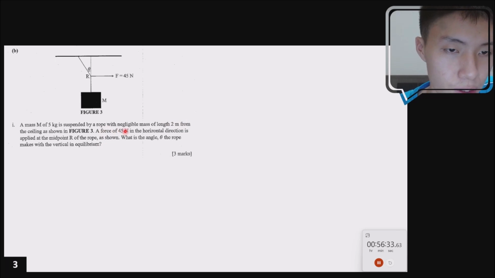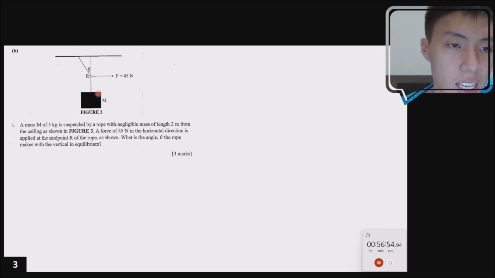Then a force of 45 Newton in the horizontal direction is applied at the midpoint of the rope. So it means this is 2 meter, this is 2 meter. At the 1 meter point, you are pulling the rope to the right with a force of 45 Newton. Then they ask, what is the angle the rope makes with the vertical in equilibrium?